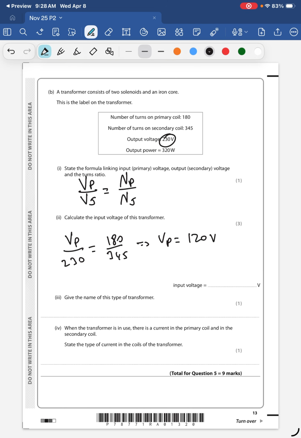Part 3, give the name of this type of transformer. This is a step-up transformer. And the naming is obvious. I mean, we increase the voltage, okay?